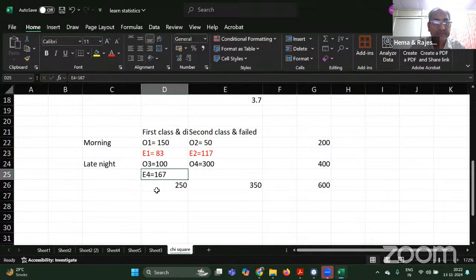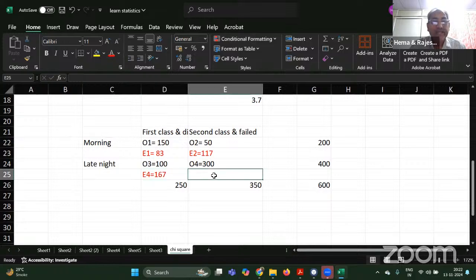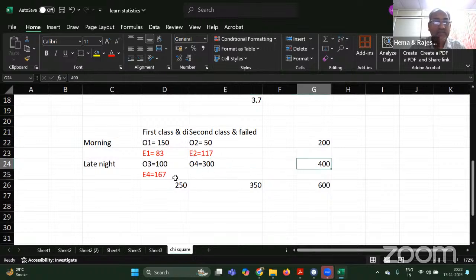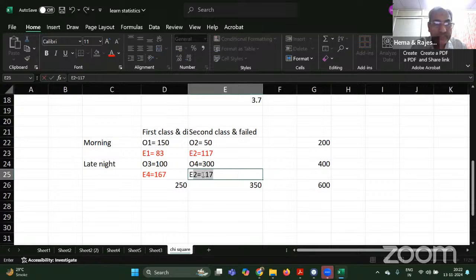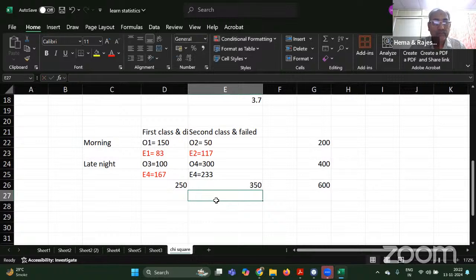167. And here 350 minus 117, or 400 minus 167. E4 is equal to, so these are the expected values.